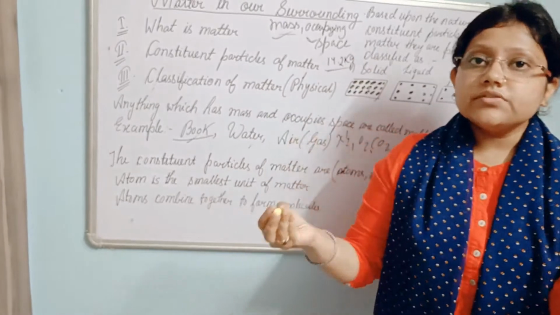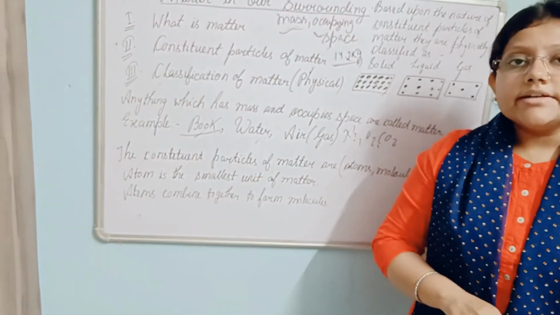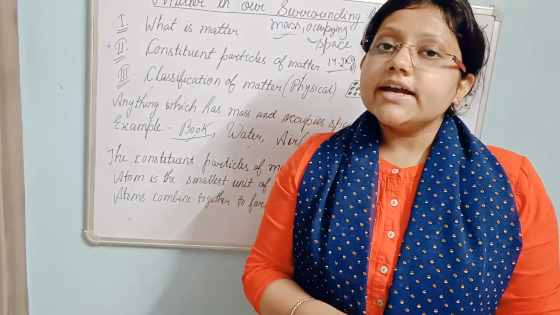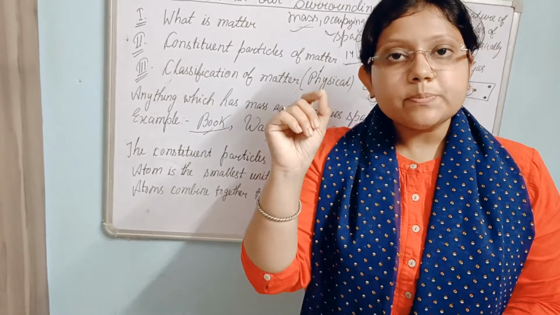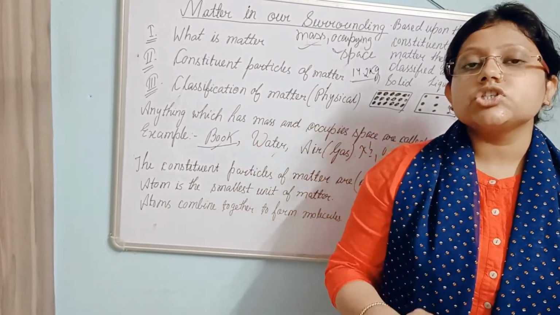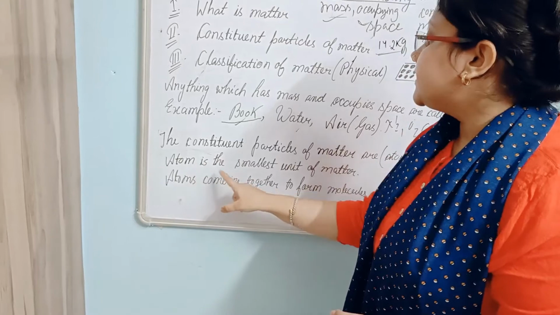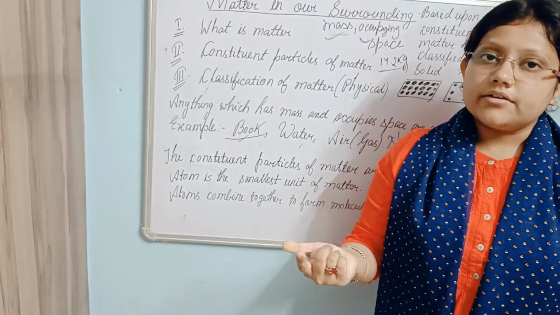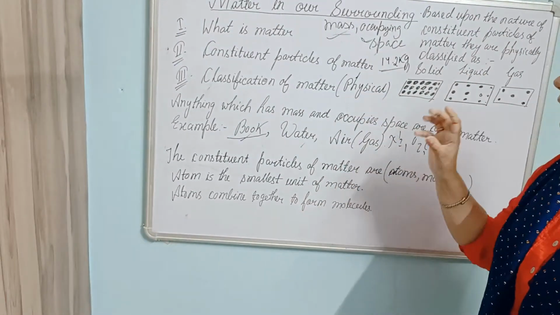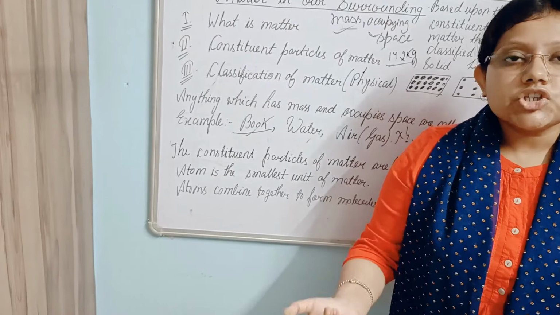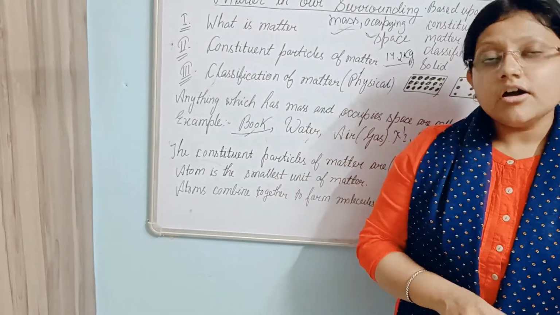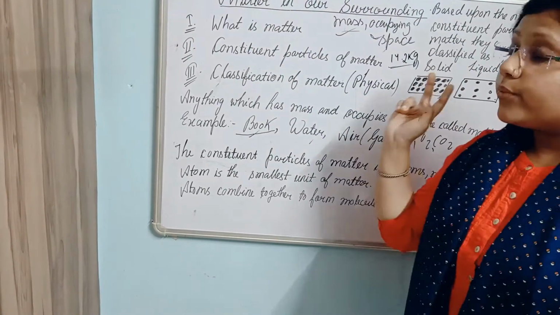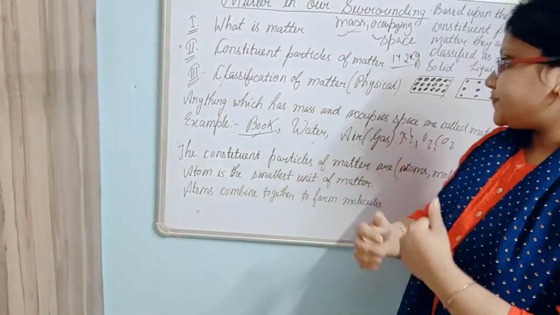Now we will achieve a stage where the particle of matter will not be able to divide further, like an indivisible particle. That particular indivisible particle is called an atom. Like I have written, atom is the smallest unit of matter. The very small unit from which matter is made up is called atoms. And when atoms combine together, they form molecules. So we can say that atoms and molecules are both the constituent particles of matter.